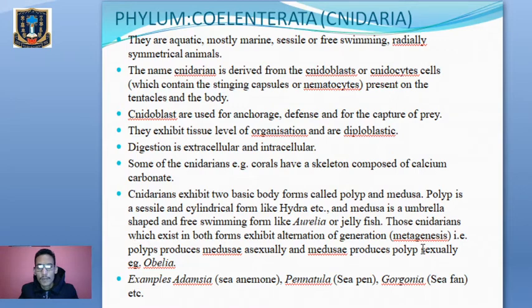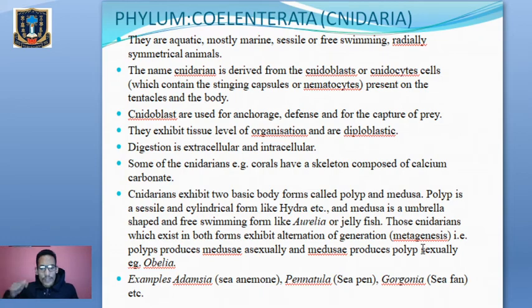Clear? Okay, now the name Cnidarian is derived from the presence of a special type of cells called cnidoblast cells or cnidocyte cells. Due to the presence of cnidoblast cells or cnidocyte cells, they are known as Cnidaria. These cnidoblast cells or cnidocyte cells bear the stinging capsules or nematocysts. Clear? Now, the function of cnidoblast cells or cnidocyte cells is for anchorage, defense, and to capture the prey.